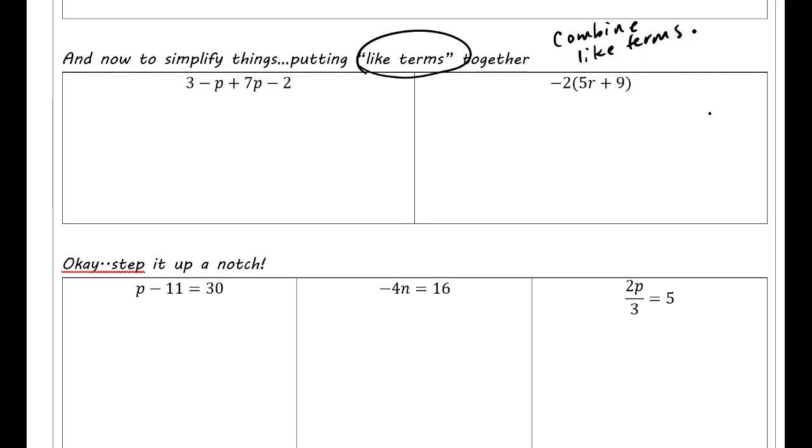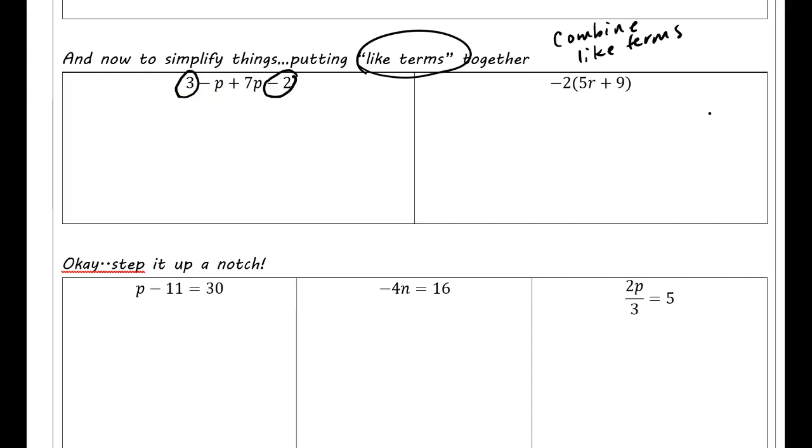A like term just means do they look kind of the same? Like, for instance, are they both numbers? Are they only numbers? Or do they have a variable stuck to them? So for instance, I'm going to show you in this one, 3 is just a normal number. So I'm actually going to circle this just to make a point. Okay, 3's a normal number, but I'm not going to circle P because it is a letter. And then 7P also has a letter on it, so I'm not going to circle it. But this minus 2, that's just a normal number, so I'm going to circle minus 2. So these two are considered like terms because they are both just numbers.